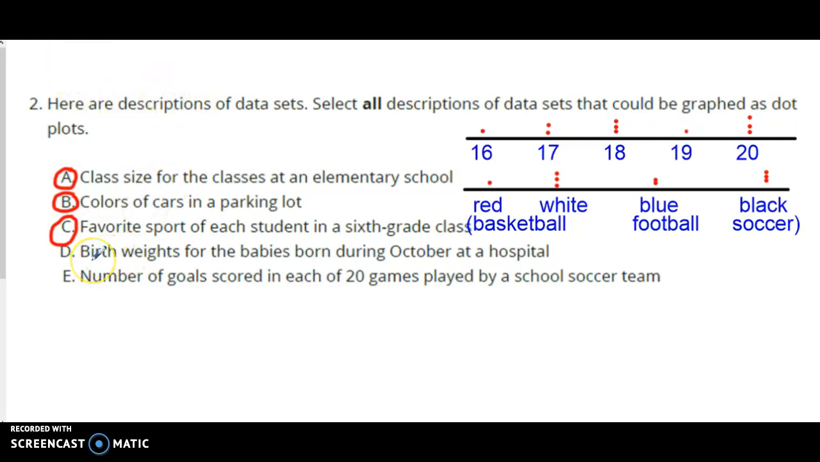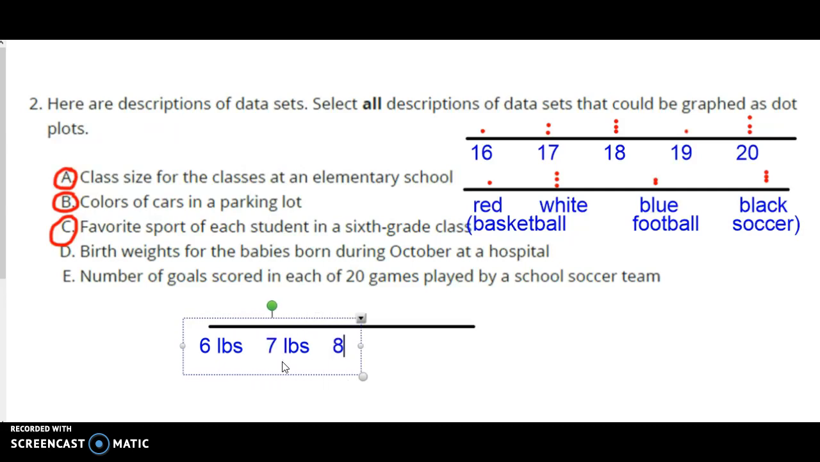All right, let's review. D says birth weights for babies born during October. So I'm going to draw that one down here. So could I say, well, we had babies that were 6 pounds, babies that were 7 pounds, babies that were 8 pounds, 9 pounds, and so on. And then I could draw my dots to represent the number of babies that were each of those weights born in the month of October.